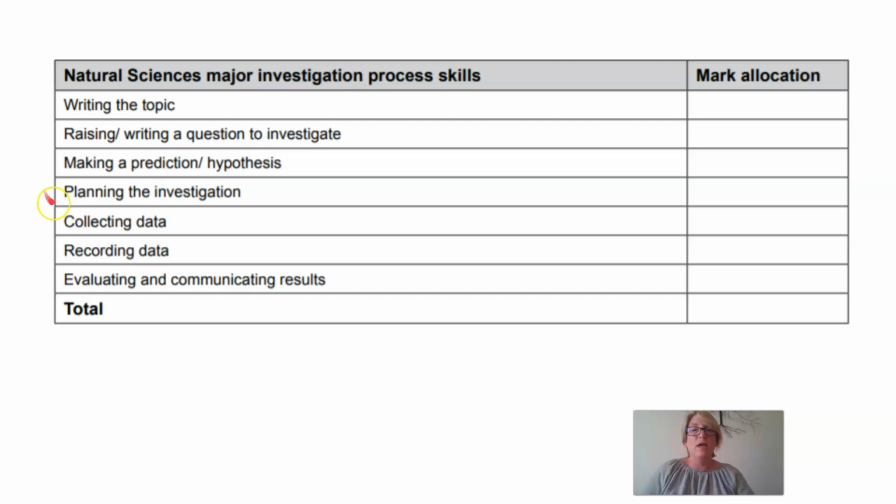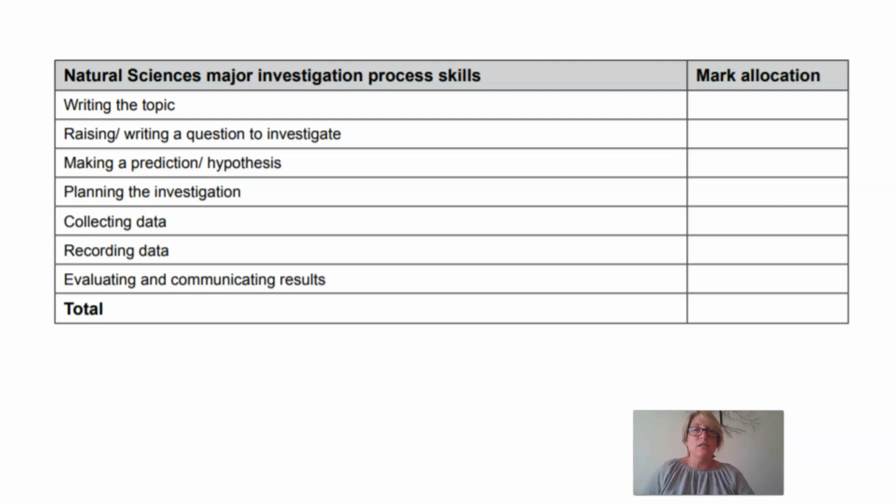Are you able to carry out the experiment? Are you able to collect all the necessary data? Are you able to record the data? So are you able to do a graph or a table or biological drawing or whatever is needed? And then are you able to evaluate and communicate the results? Are you able to discuss the results and analyze the results? And are you able to formulate a conclusion?